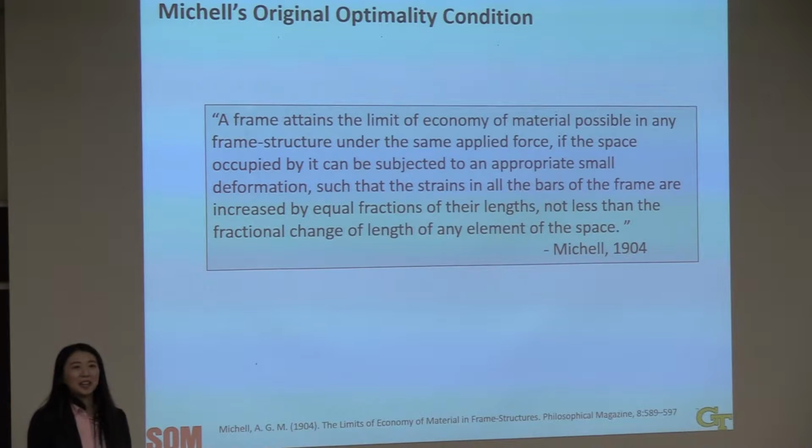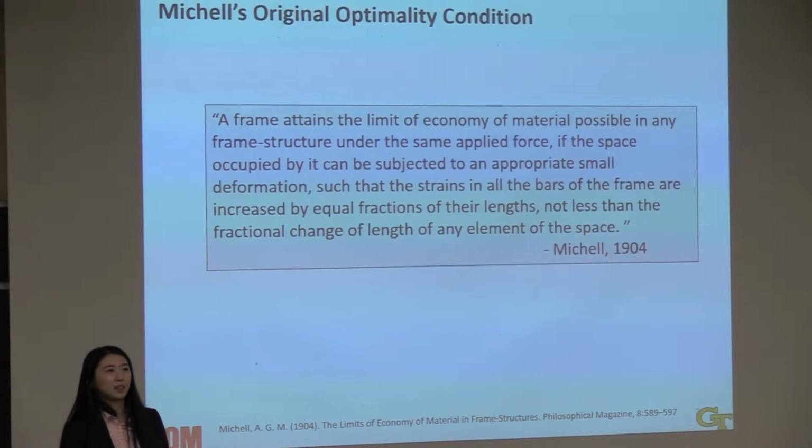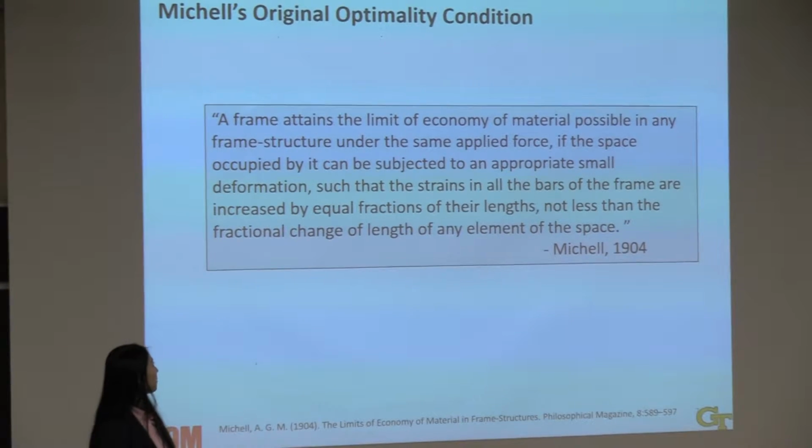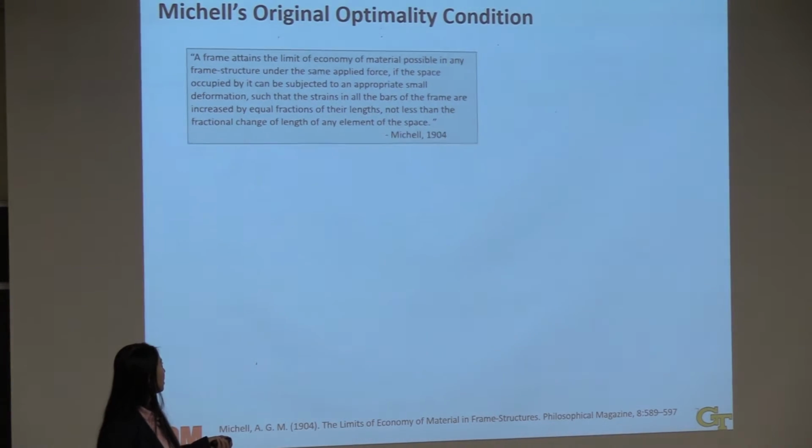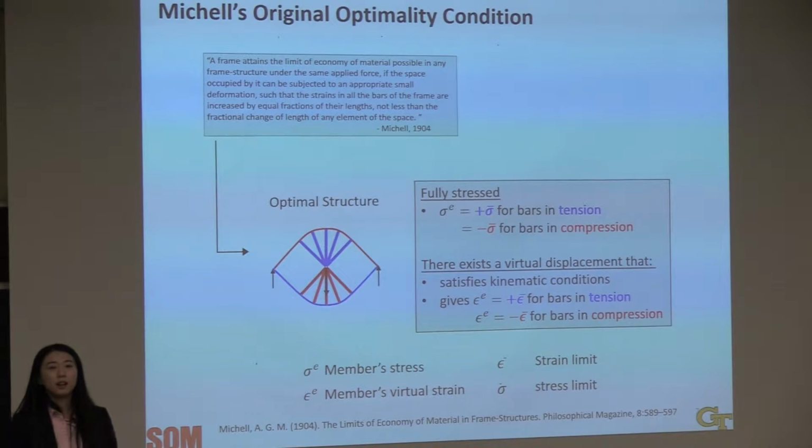So let's take a look at what Michell stated on his optimality condition. While you don't have to read all those conditions, I already summarized it for you. What it means is that if the structure satisfies these two conditions, then it is an optimal structure in terms of least amount of material.